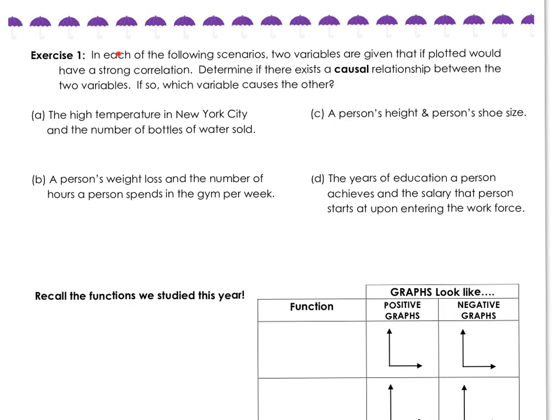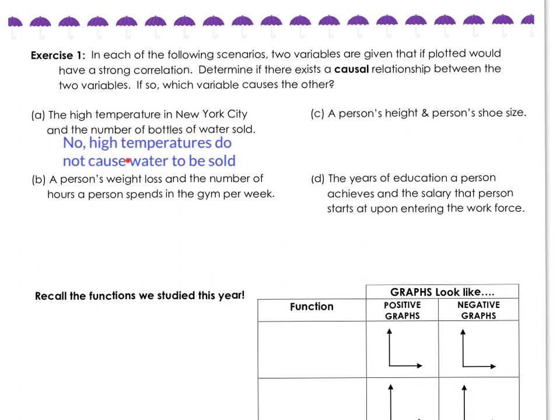Exercise 1 says, in each of the following scenarios, two variables are given that, if plotted, would have a strong correlation. We want to determine if there exists a causal relationship between the two variables, and if so, which variable causes the other. So the high temperatures in New York City and the number of bottled waters sold. While higher temperature might have a correlation with the bottles of water going up, this is not actually causal. I said no because the high temperatures does not cause water to be sold.